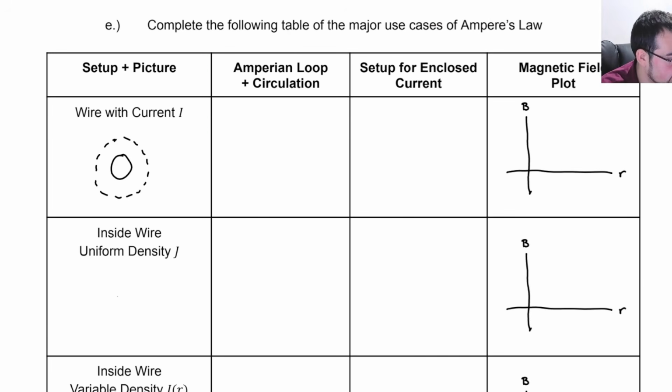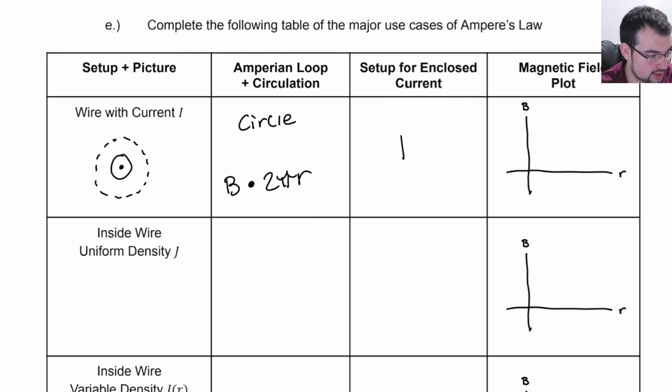So if we have a wire with current, this is like the case of Ampere's law. What is the circulation? Well, we use a circle. There's a B field circulating around the entire perimeter of the circle, 2 pi r. Enclosed current is just I. So we get our classic wire result, mu naught I over 2 pi r.